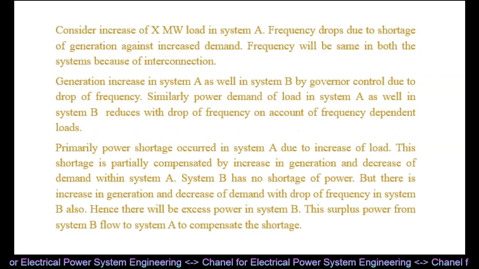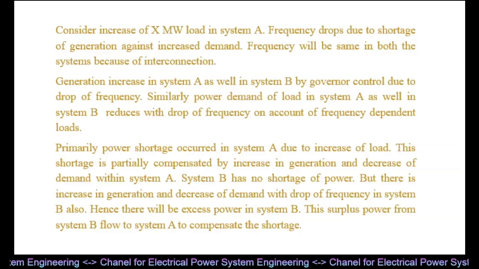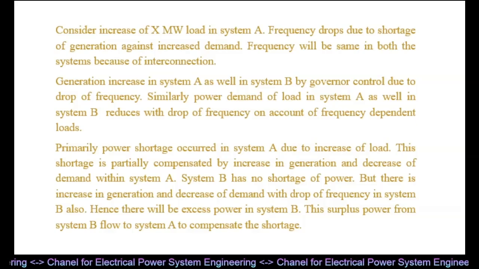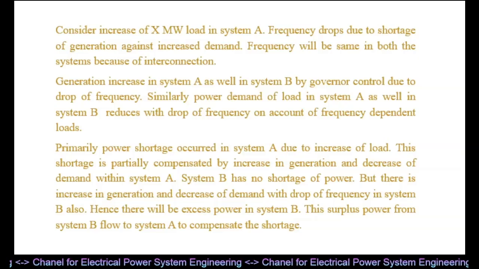Consider an increase of X megawatt load in system A. Frequency drops due to shortage of generation against increased demand. Frequency will be the same in both systems because of the interconnection. Generation increases in system A as well as in system B by governor control due to the drop of frequency. Similarly, power demand of load in system A as well as in system B reduces with the drop of frequency on account of frequency-dependent loads.